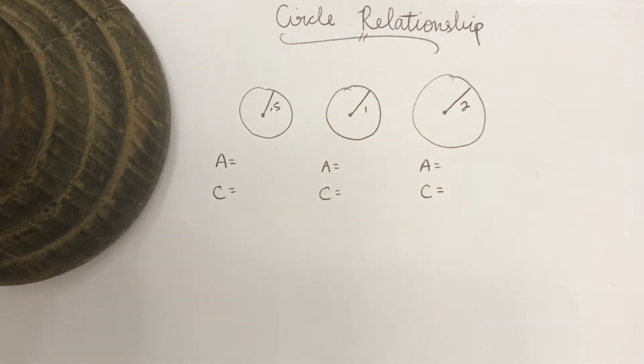All right, I can identify the relationship between all circles. Two types of relationships that we've talked about between shapes this year are congruent figures and similar figures.